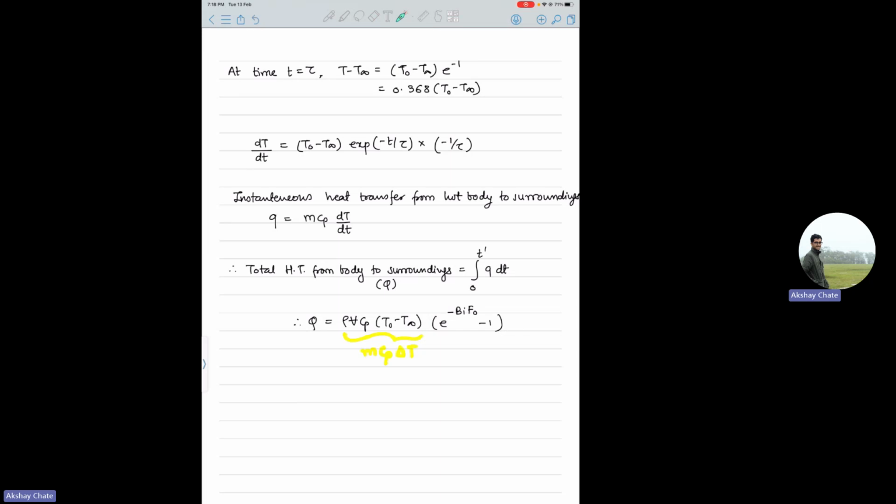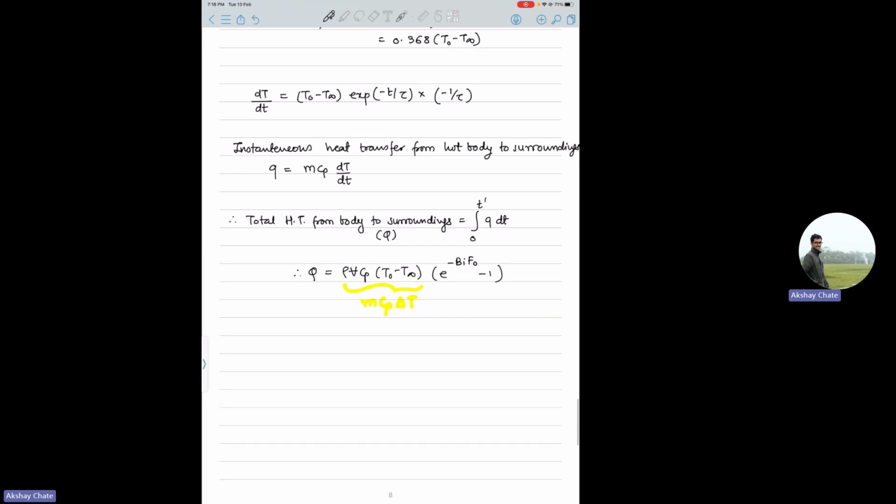Because of the heat conduction from the body. So what happens when your... I'm just thinking T dash is very large. In that case, what happens?